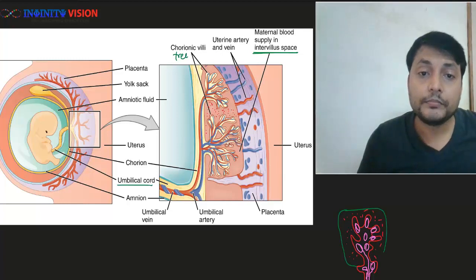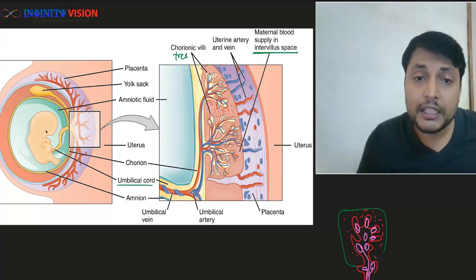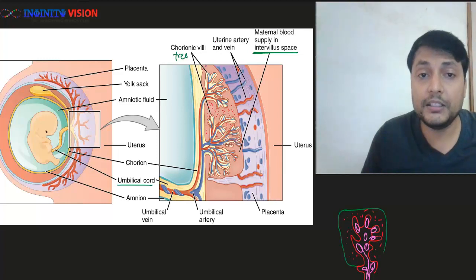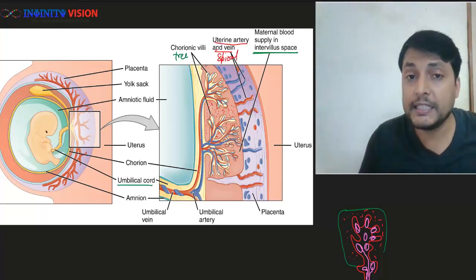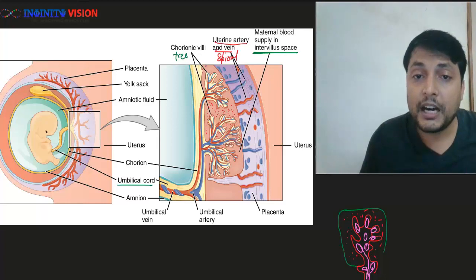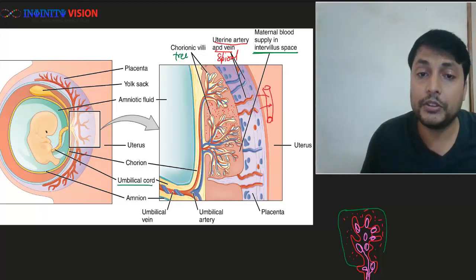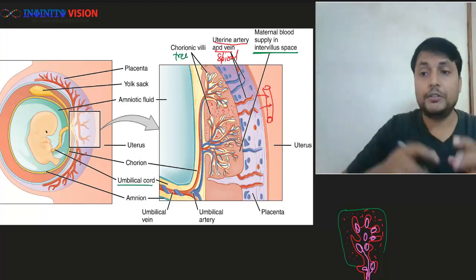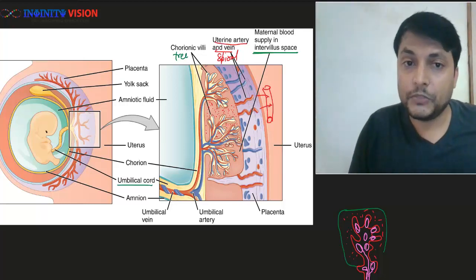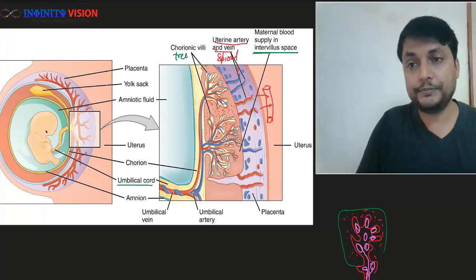Great. Now the blood which is present in this intervillous space is carried by these spiral veins and arteries, which are called uterine artery and vein. These are spiral in nature, therefore we also call them spiral blood vessels, okay, and these finally are attached to the larger artery and veins of the maternal tissue. Okay, so these all are attached to the larger maternal artery and veins, which are actually the uterine artery and veins.